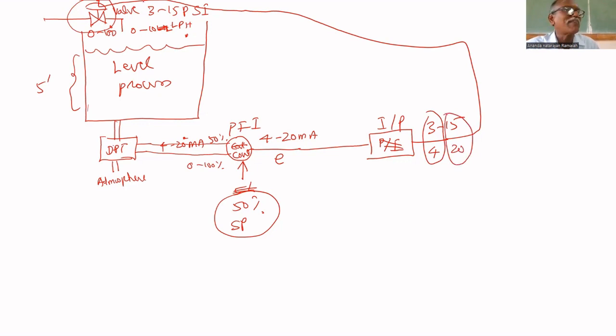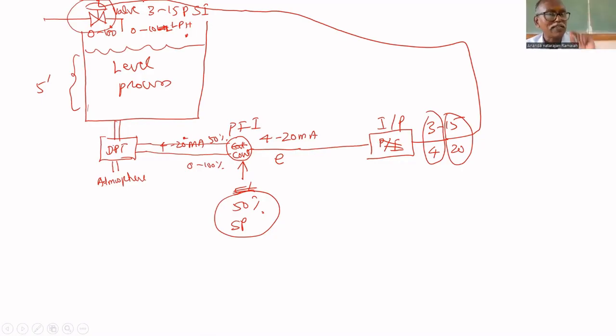That signal is given to the valve, so the valve opening will be adjusted. Just as we adjust the accelerator in a car or a bike, the controller output will adjust the valve opening, so that the level will be maintained at 50%.